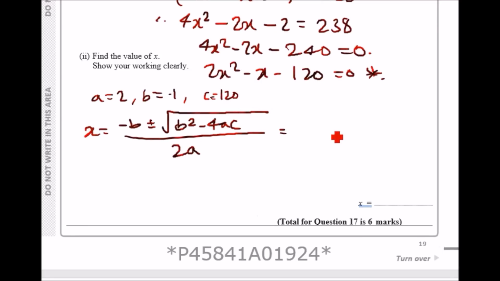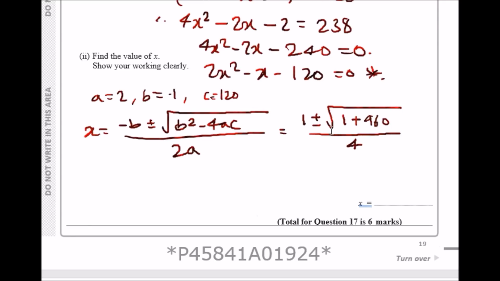So plug in our values. We have minus b, so minus 1 will be plus 1, plus or minus the square root of 1, because minus 1 squared is 1, minus 4 times a times minus 120. The minus and minus give us a plus, so 4 times 2 times 120 will give us 960, so plus 960, all over 2 times a, which is 4.